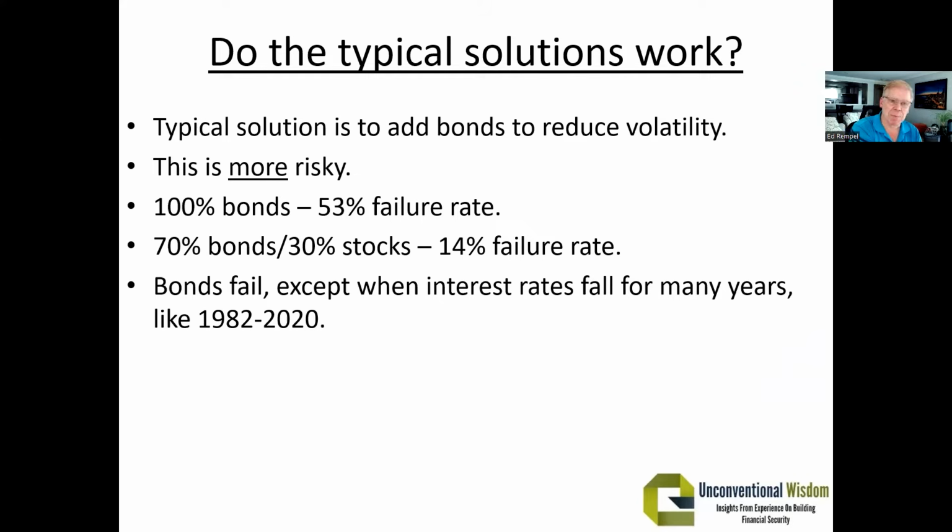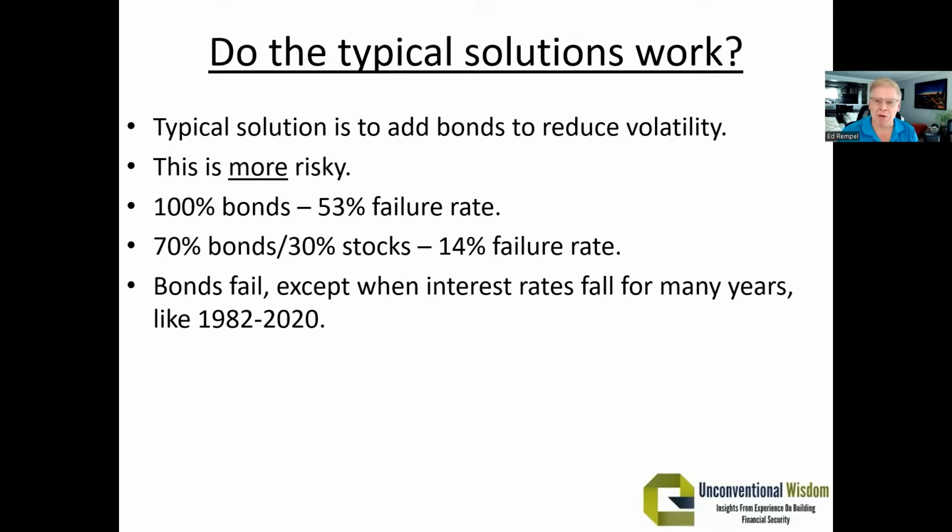So 70% bonds and 30% stocks, it is about a 14% failure rate. Basically, and when you look at the graph, I'll show you the graph in a minute, the more bonds you have, the higher the failure rate. It's pretty well a continuous line.